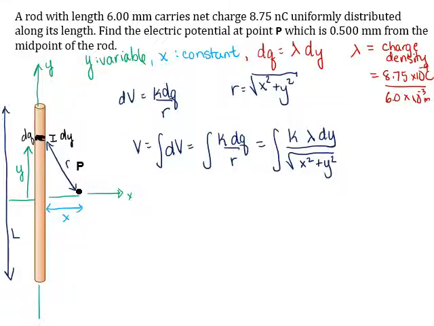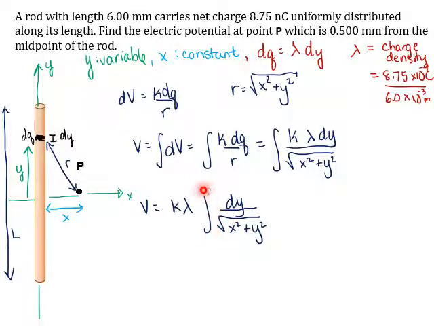Let's take our constants out in front of the integral. So k is constant, lambda is constant. We've got the integral of dy divided by the square root of x squared plus y squared. Okay, what about the limits of our integral? Because we're going to need those.